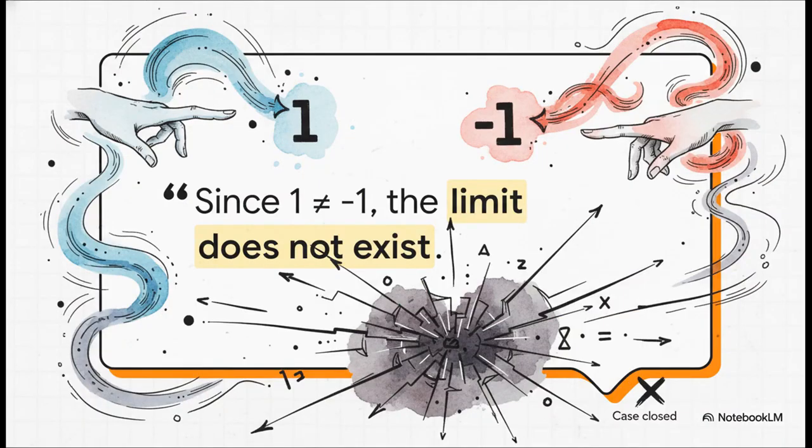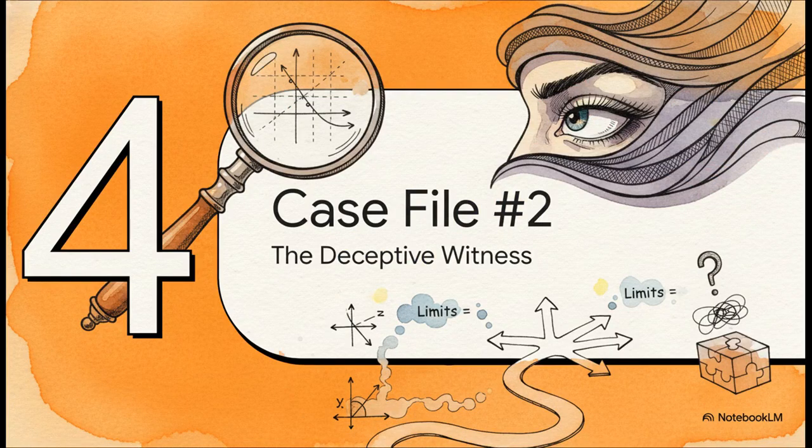And there we have it. One witness tells us the limit is 1. The other says it's negative 1. Their stories are completely different. They contradict each other. So there is no way the overall limit can exist. Case closed.